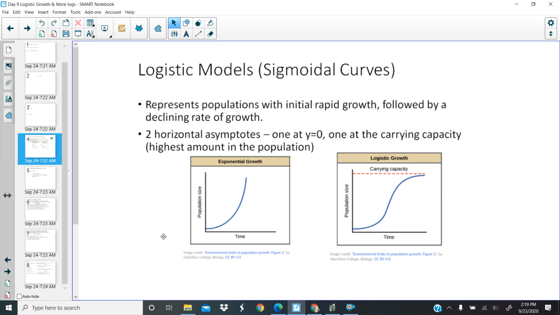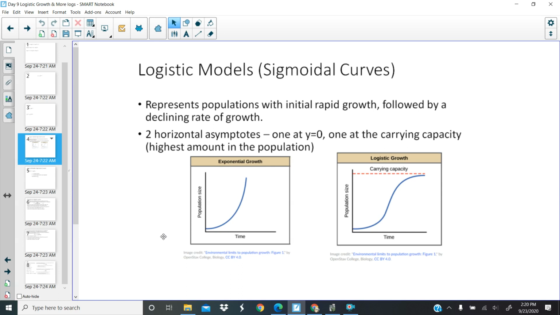or if it's talking about the number of people who are sick in a school, then obviously you're not going to have more people sick than there are people in the school. So what happens is this growth ends up leveling off at an asymptote, and that asymptote on the top is going to represent the carrying capacity.